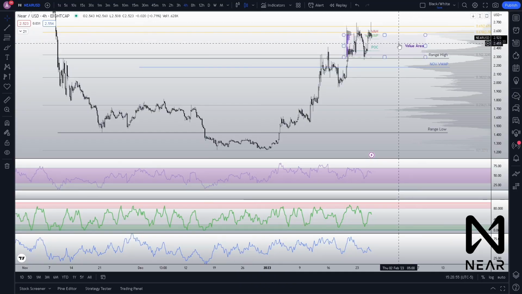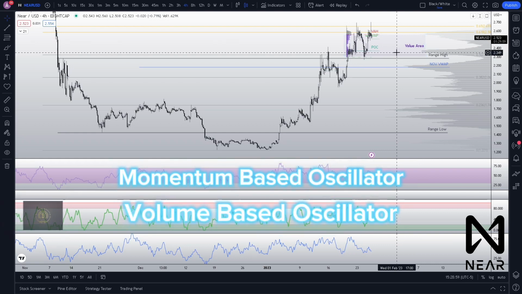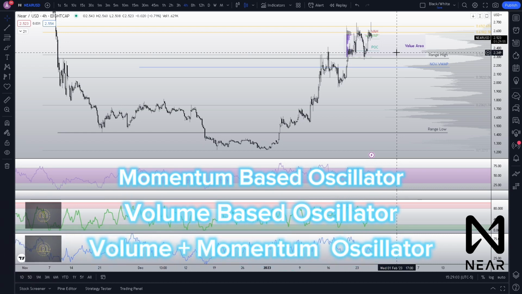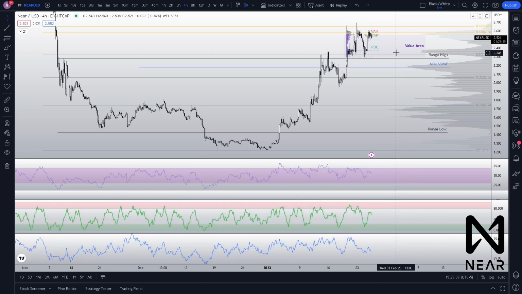So in this simple strategy, we use 3 different oscillators. One is a momentum-based oscillator, the second is a volume-based oscillator, and the third oscillator combines both momentum and volume. The idea is that you want strong reactions and deviations on all 3 oscillators, and you want them to line up. This method is also very powerful in identifying divergence for larger moves.